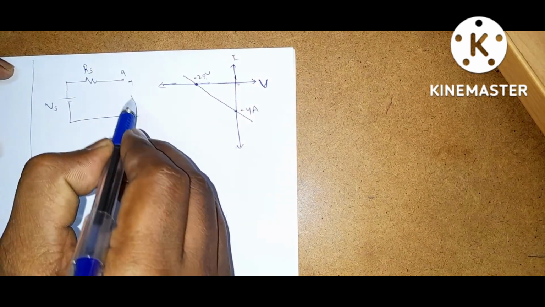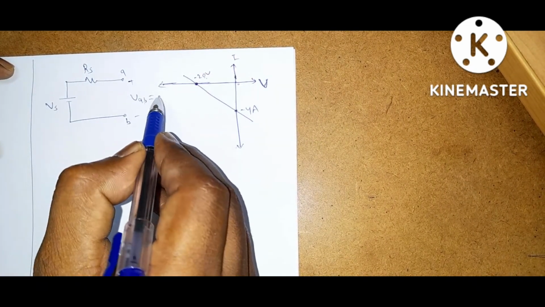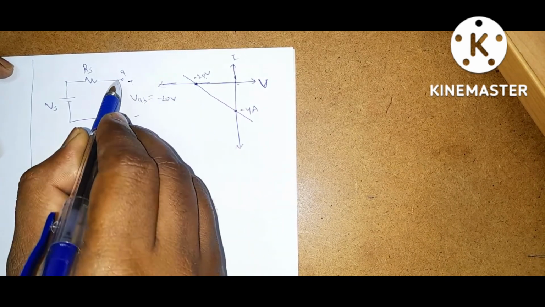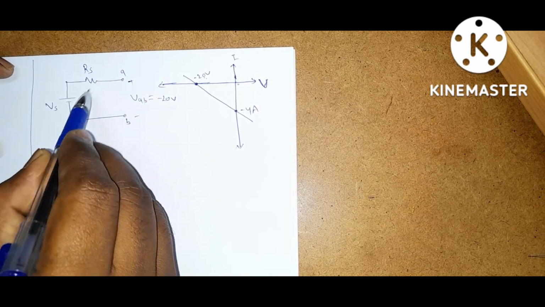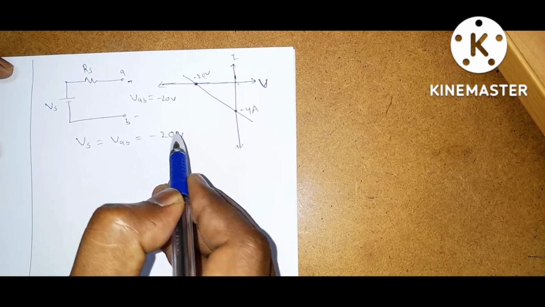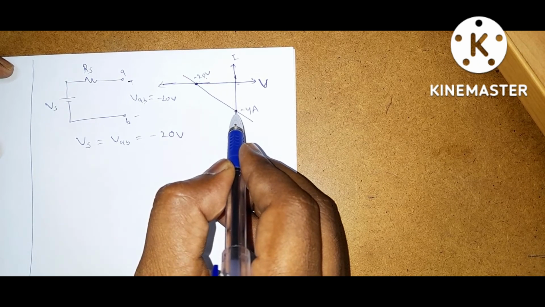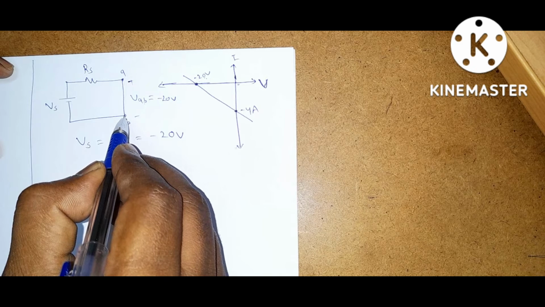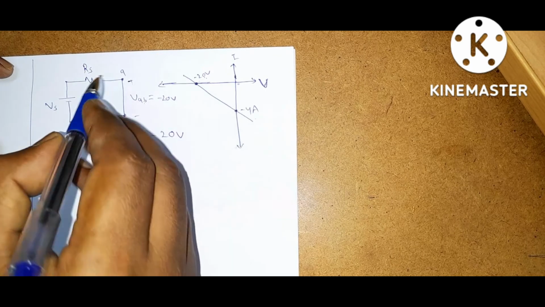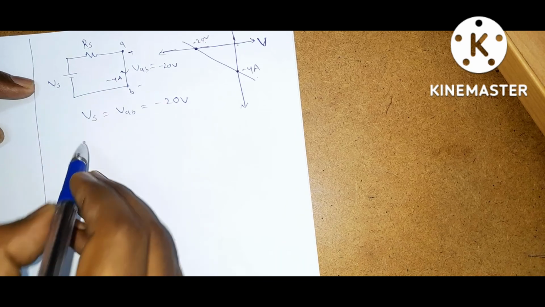That means this is VAB. So what is VS now? VAB is equal to minus 20 volts when the current is 0, meaning open circuit. So if it is open circuit, VS is equal to VAB is equal to minus 20 volts. Now here the voltage is 0. Voltage 0 means short circuit. If these two terminals are short circuited, then the voltage is 0. If the voltage is 0, what is the current? Current IAB is minus 4 amps.